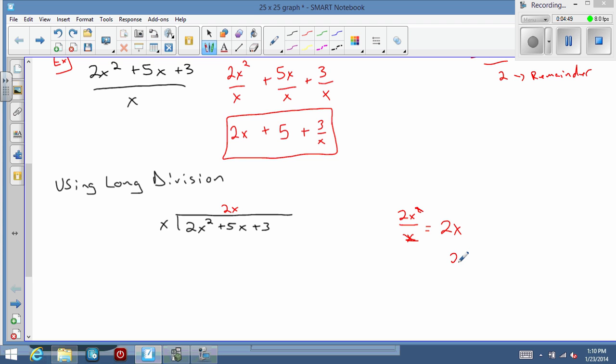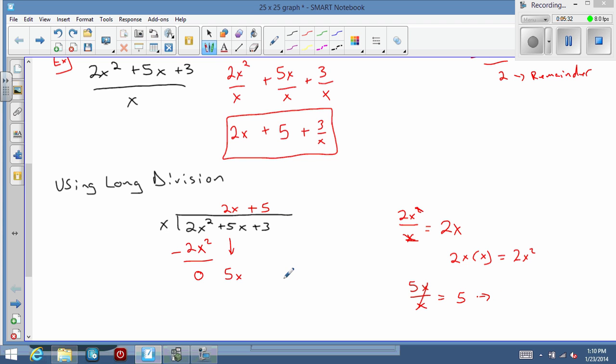So 2x. Now I'm going to take 2x times the x, and just showing my work here, I get 2x squared. So that's where I write 2x squared, and that's where that comes from, is multiplying 2x times x. So now I'm going to subtract. When I subtract, I'm going to get 0. Here I'm going to bring down 5x, and I'm going to ask myself, how many times does x go into 5x? Well, I could do 5x over x. I can simplify that. The x's cancel, and I'm left with 5. And that number goes up here as plus 5 because it was a positive 5.